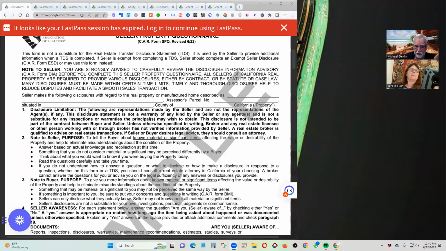Disclosure is not a warranty of any kind by the seller or any agents and is not a substitute for any inspections or warranties the principals may wish to obtain. So the buyer has an obligation to also use due diligence and to inspect the property, assuming they have an inspection contingency. And if they do, they ought to have one. Unless otherwise stated and specified in writing, broker and real estate licensee or other persons working with or through broker has not verified information provided by the seller.